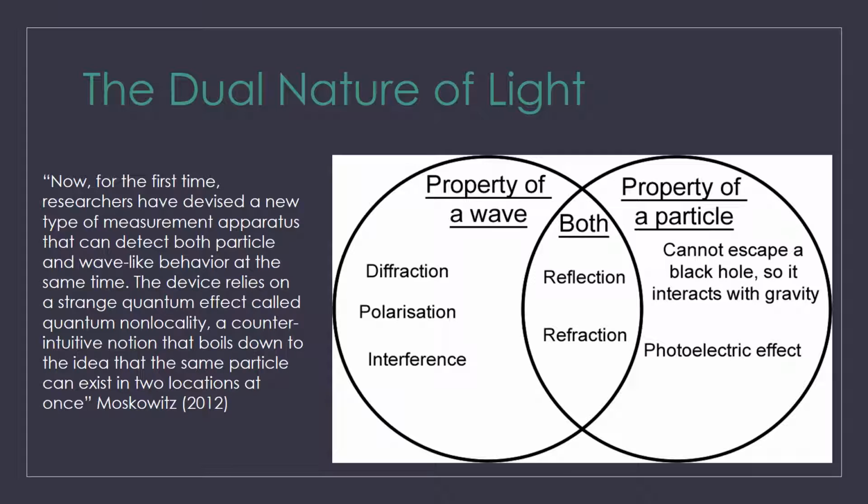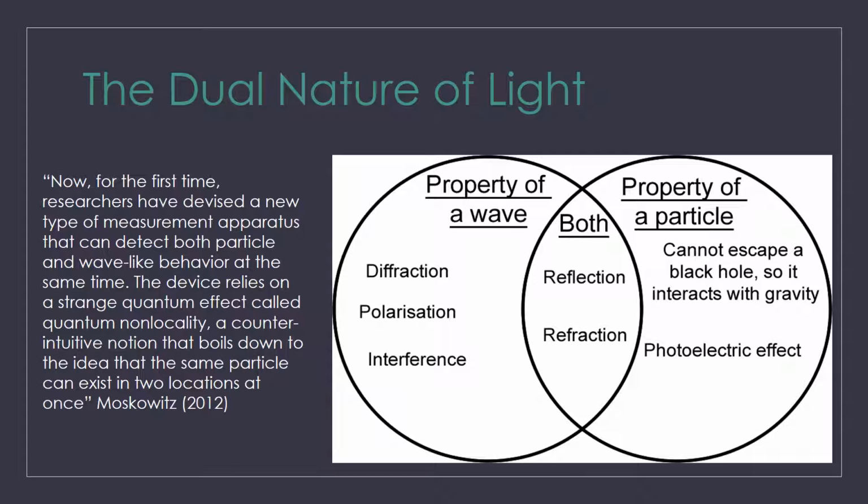So in order to better understand the dual nature of light, you have to take a look at some of the properties of a wave: diffraction, polarization, interference, reflection, and refraction. Some of the properties of a particle also include reflection and refraction.